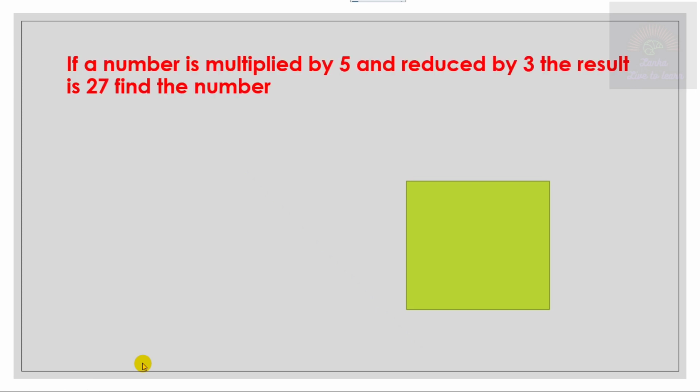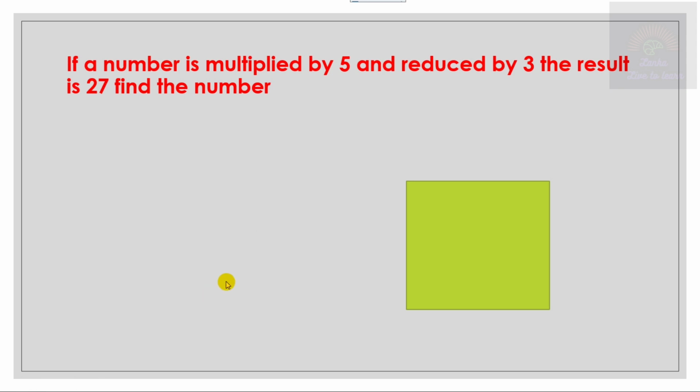So next, let us take another problem. If a number multiplied by 5 and reduced by 3, the result is 27. Find the number. See, I have to tell one thing. Some terms are there, reduced, multiplied. So these terms are there when we are going to solve the problem.